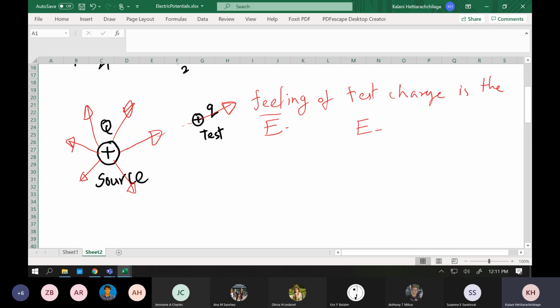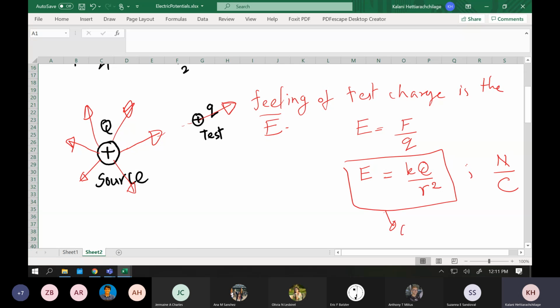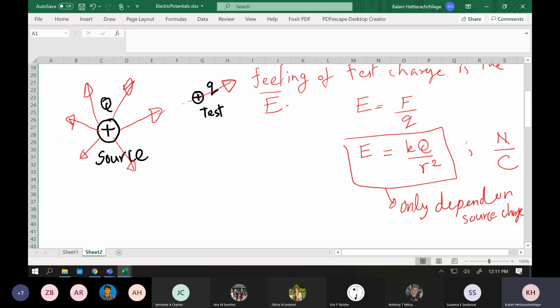This is defined as basically force per unit charge. Now you guys can check in Coulomb's law. If you write the force and divide by q, then you will end up with kQ over r squared. One of the charges will disappear. The units of this will be newtons per coulomb, right? So now the electric field only depends on the source charge. That's the important thing. It only depends on the source charge. It doesn't matter what test charge you bring. It is independent of the test charge basically.